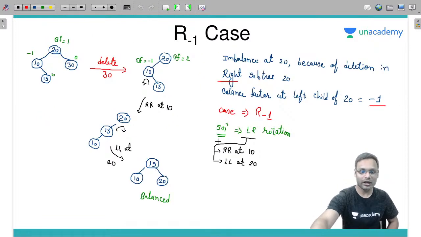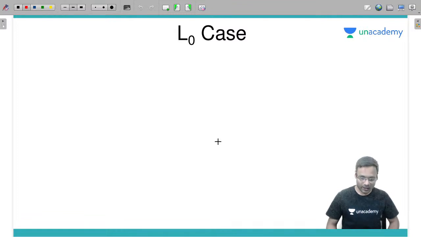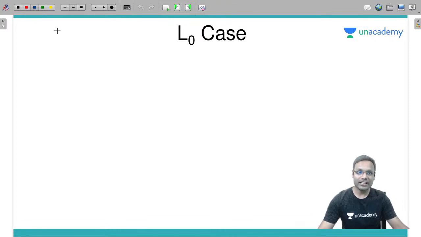3 cases for left side deletion also. जल्दी से quickly we will observe. जल्दी से हम उसको भी observe करेंगे. Okay, so left side deletion this time.